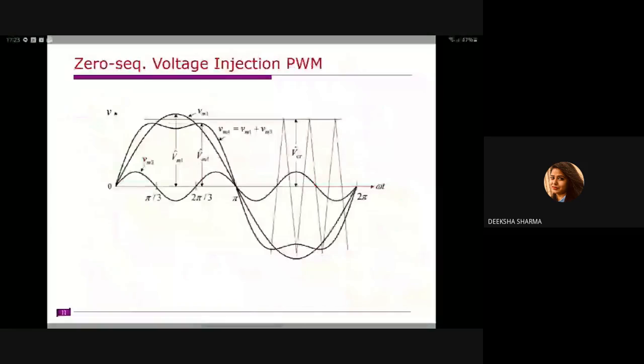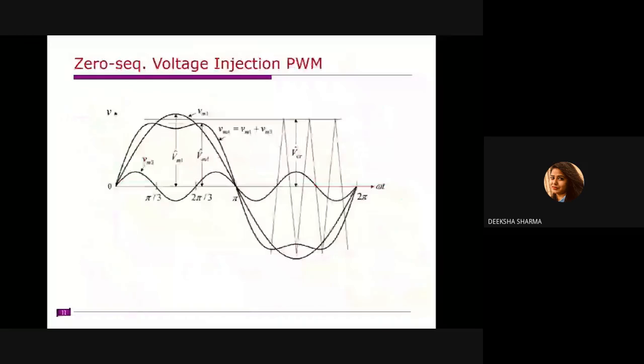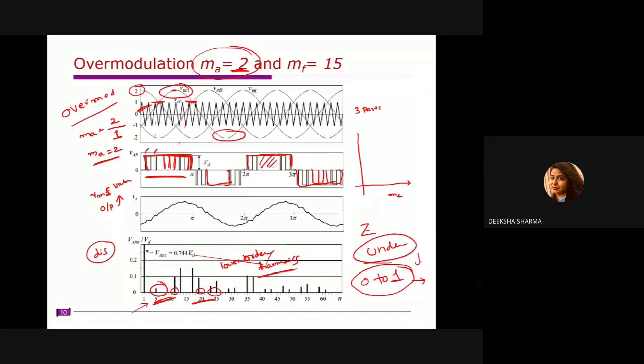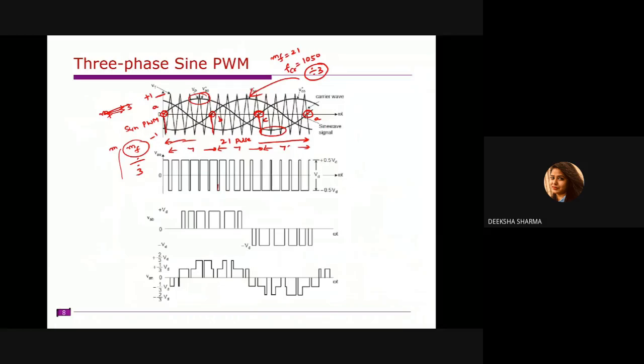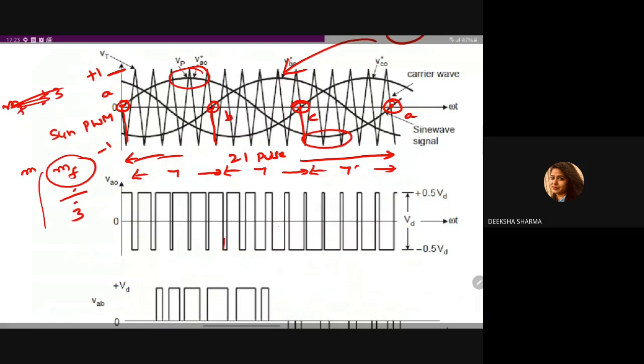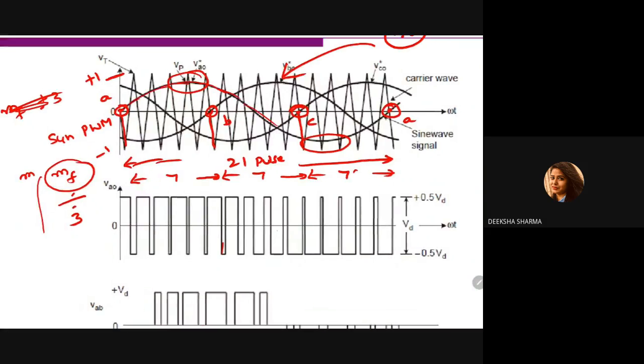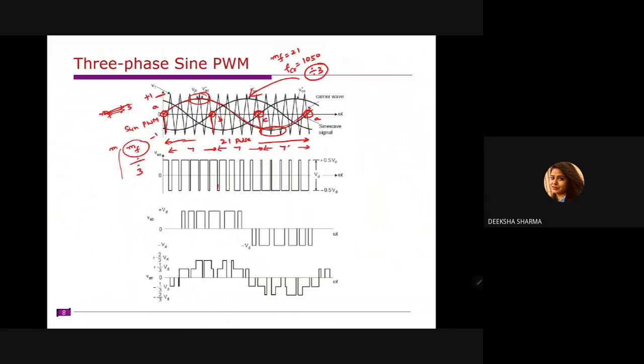So next we'll go to zero sequence injection PWM. One thing you have to notice in this PWM is that the RMS value you obtain is the same as that of the modulating signal. That means the output voltage V0 RMS is related to this MA.